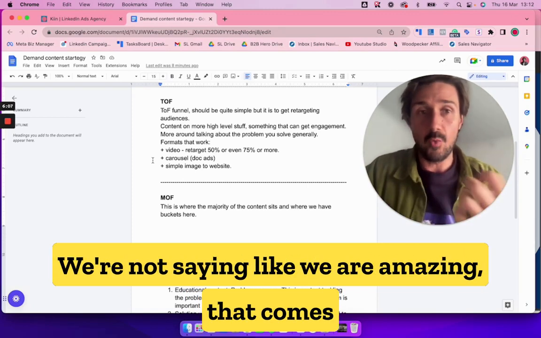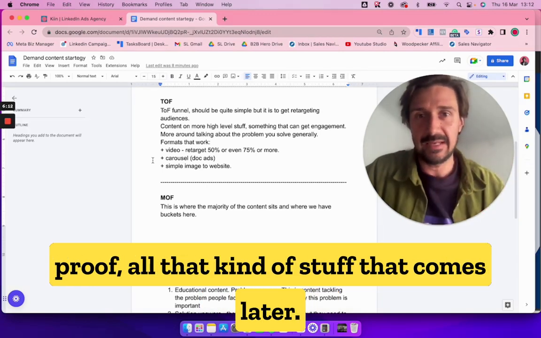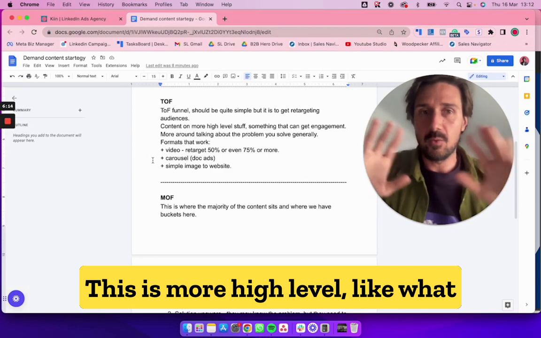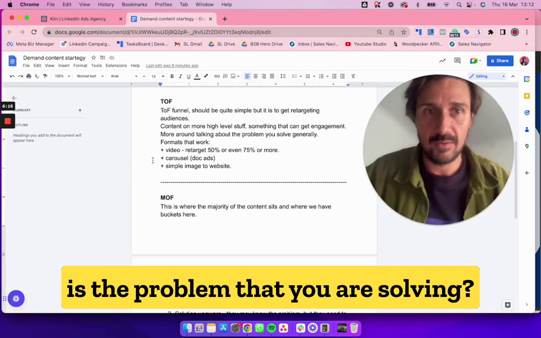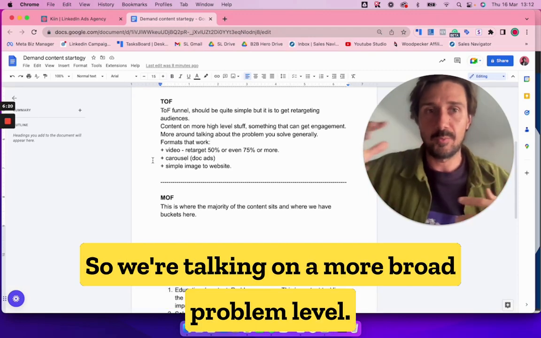We're not saying we are amazing. That comes in the middle of the funnel. This is our social proof, all that kind of stuff that comes later. This is more high level, like, what is the problem that you are solving? This is the bigger stuff. So we're talking on a more broad problem level.